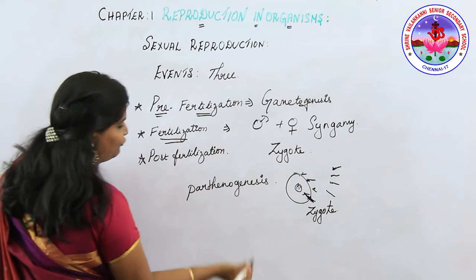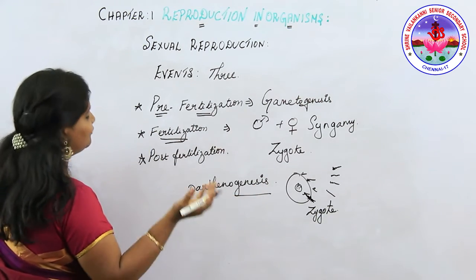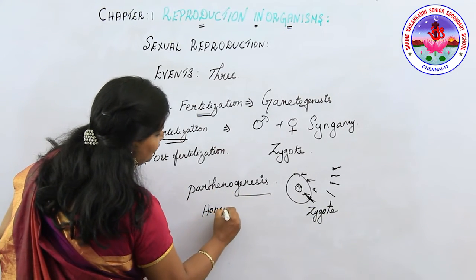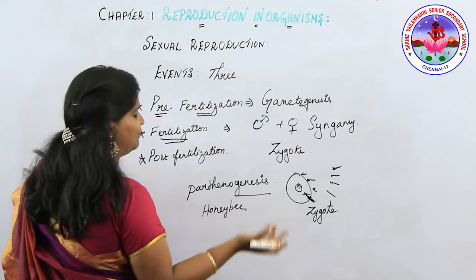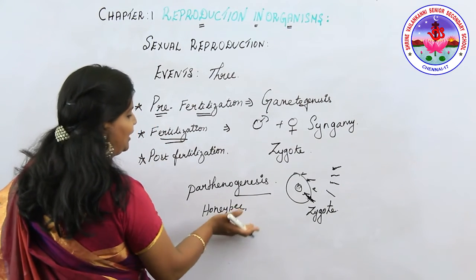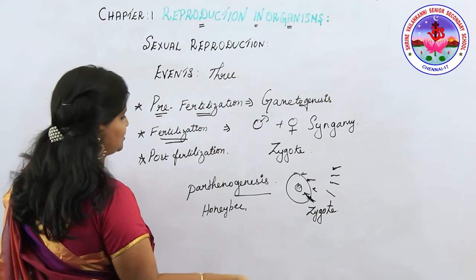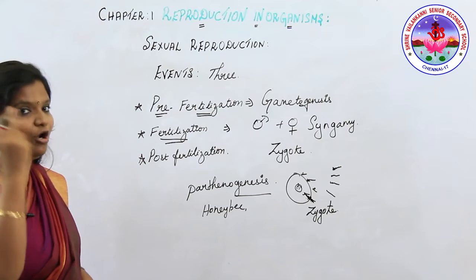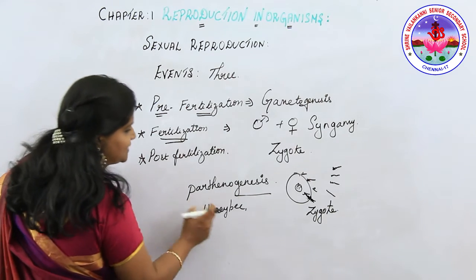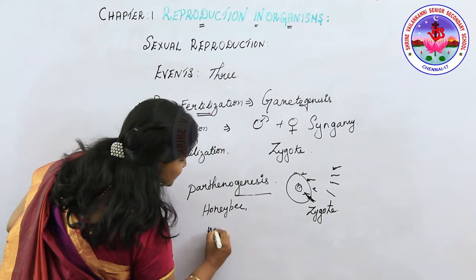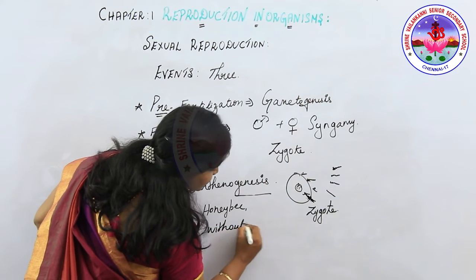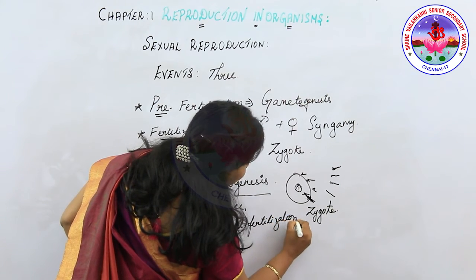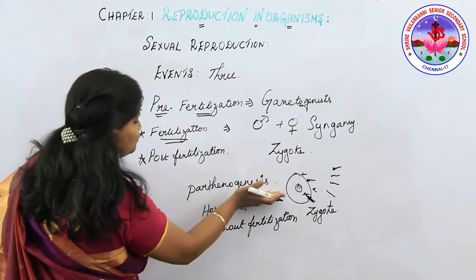Here we are going to read another terminology, that is parthenogenesis. As I said before, genesis is the development and formation. In parthenogenesis, for example in honeybees, some rotifers, some lizards and birds, the female itself undergoes the reproduction process. There is no fertilization process taking place. Without fertilization, it refers to the parthenogenesis process.